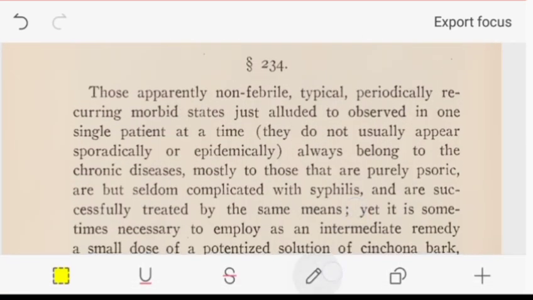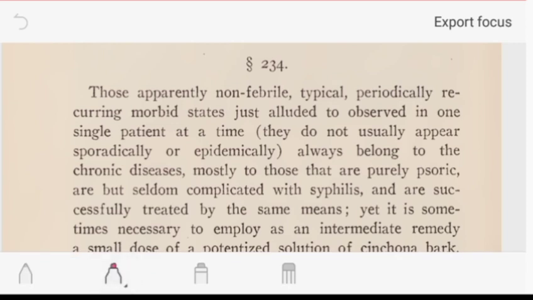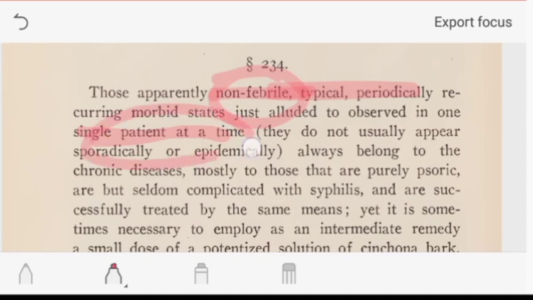Paragraph 234 says that the diseases which are non-febrile, that is the typical intermittent diseases, are found in a single patient at a time. There are a variety of non-febrile diseases which come under typical. Typical contains both febrile and non-febrile, but in the non-febrile case the character is that it will affect only a single patient. Mostly they are purely psoric, seldom complicated with the syphilitic, which we discussed before, that the alternating type is also purely psoric.